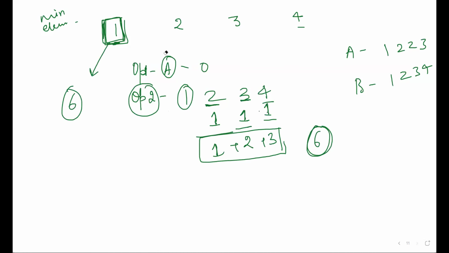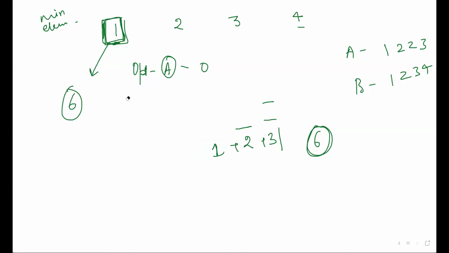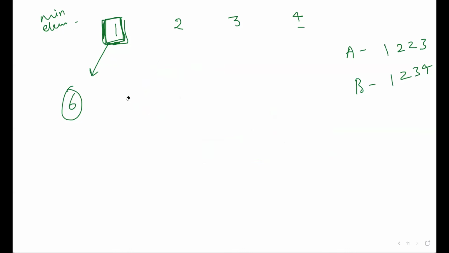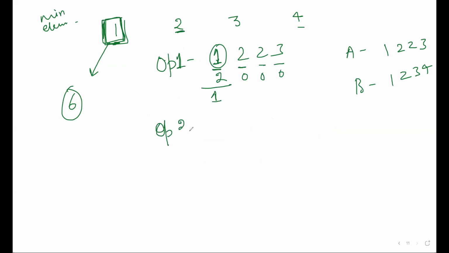For value 2, if you want to make sure the minimum element of array A is 2, how many operations do you have to perform on array 1? OP1 is for that. Do I need to change this value? Yes, this value is 1 and you need to change it to the minimum value which you want, which is 2. So I have to perform one operation. Do I need to perform any operation here? No, it is 0. Here 0.